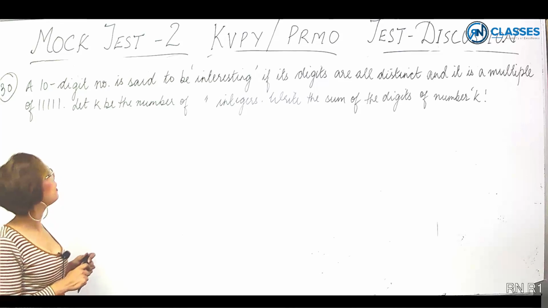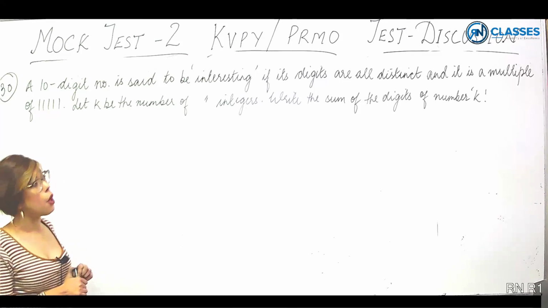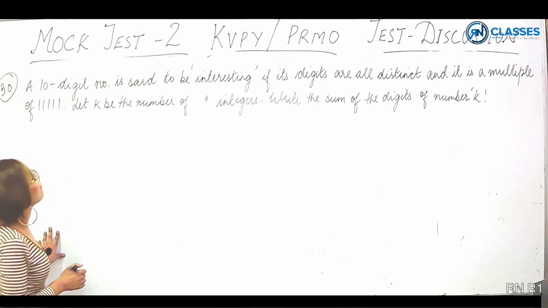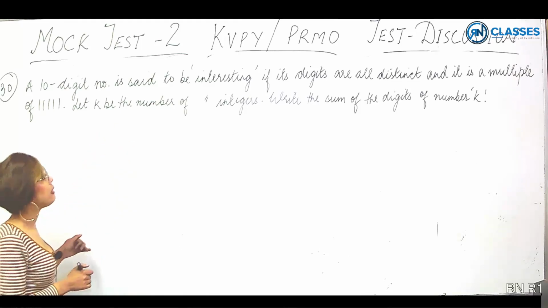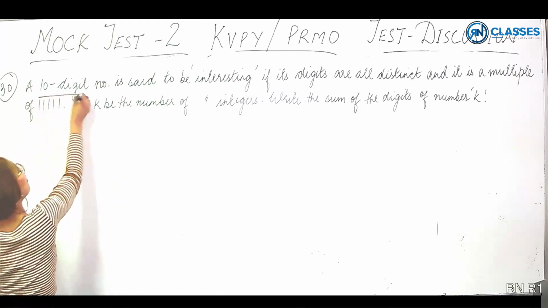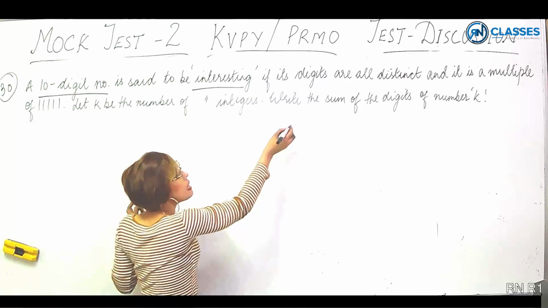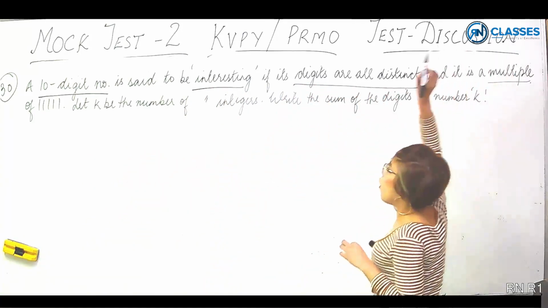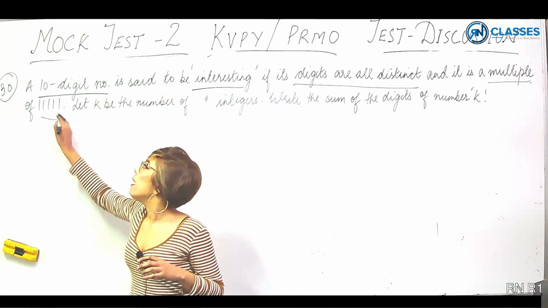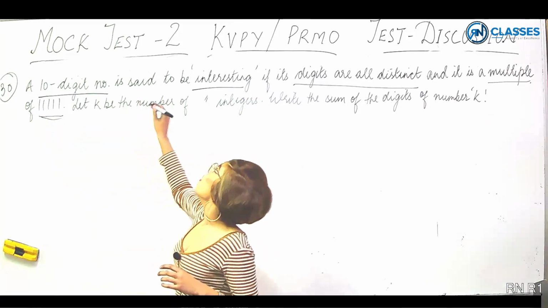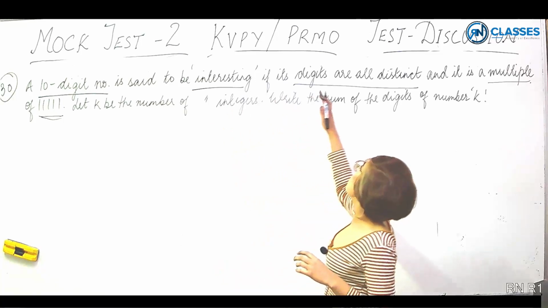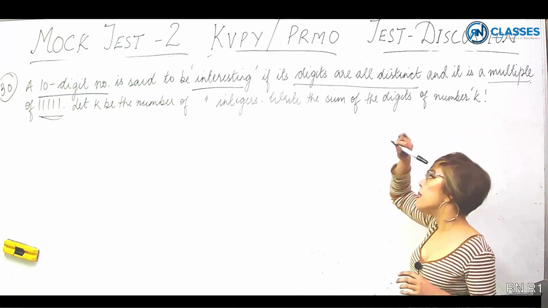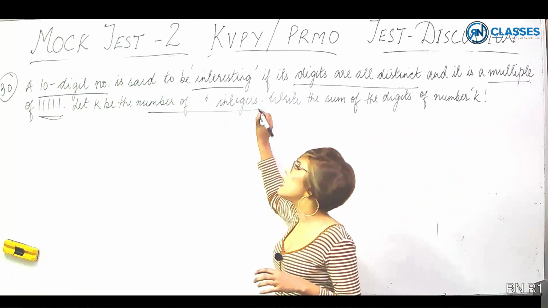Alright. On to the last and the most interesting question of the paper. Let's see. Oh, it has the word interesting in it. Interesting. A 10-digit number is said to be interesting if its digits are all distinct and it is a multiple of 11,111. Let k be the number of interesting integers. Write the sum of the digits of number k. Basically, I need to find the number of interesting numbers.